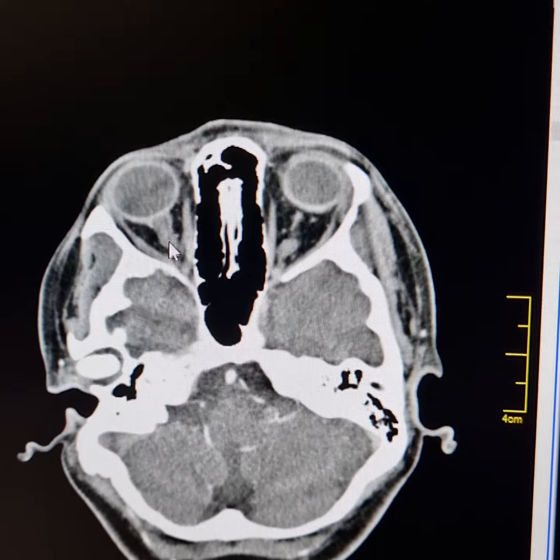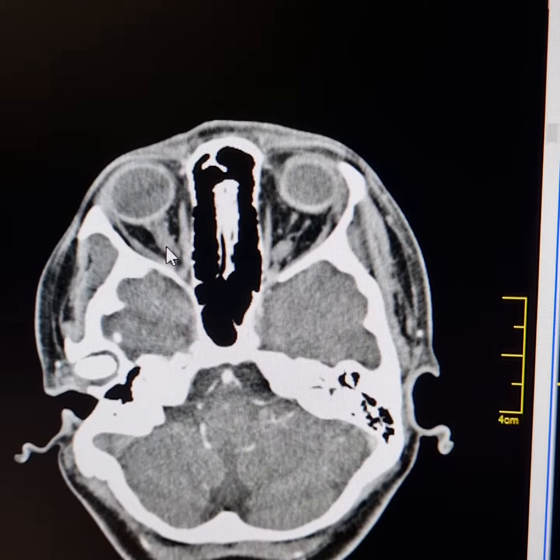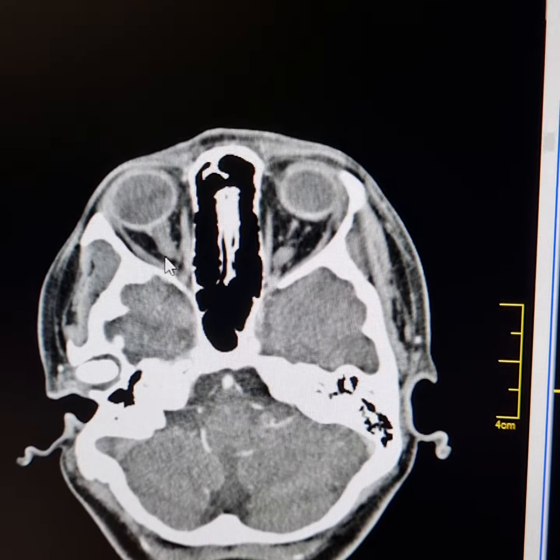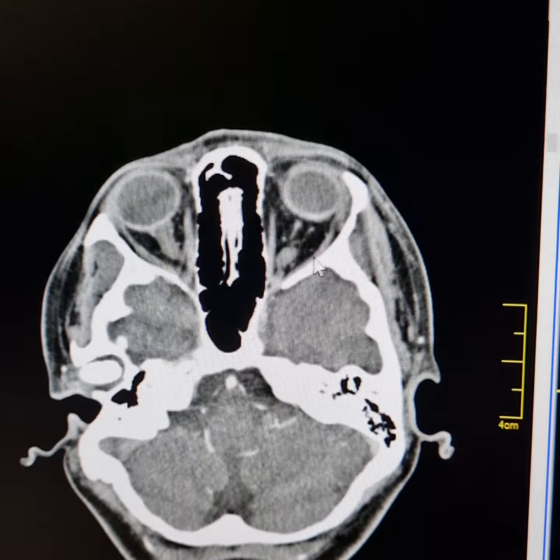Now just see slightly tortuous and thickened both optic nerves. This is the right optic nerve, 3 millimeters behind the posterior surface of the globe. Its diameter was approximately 6.2 mm.